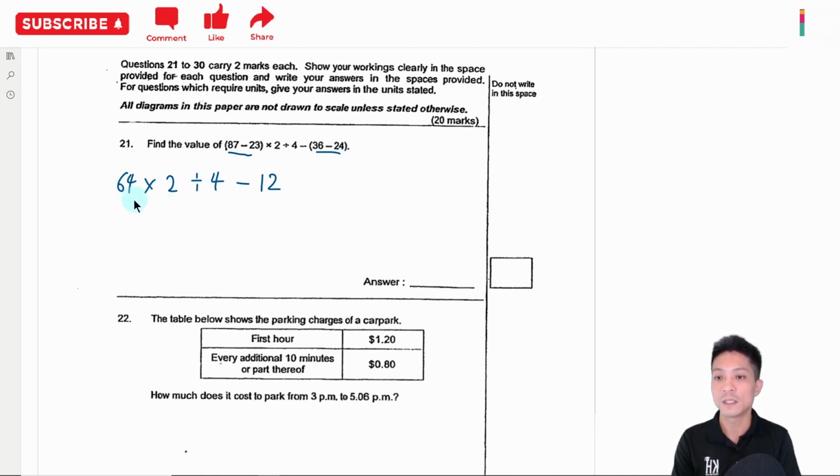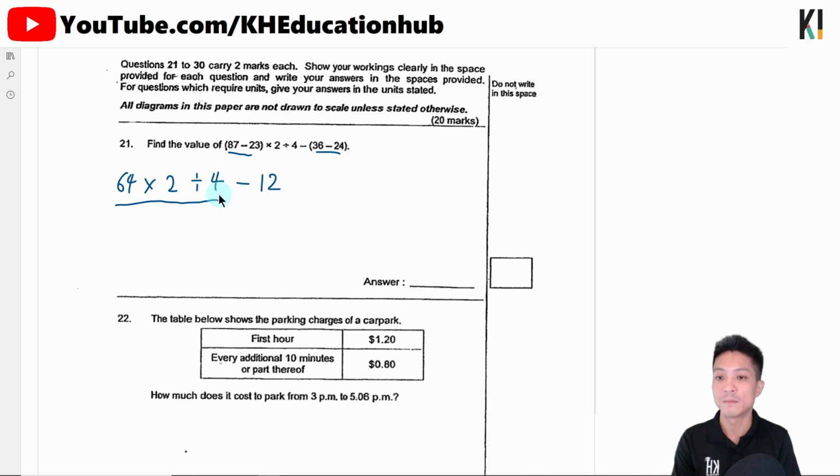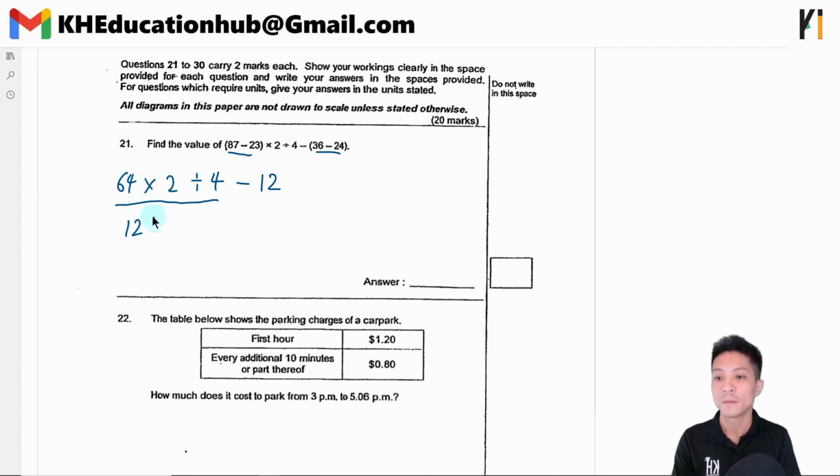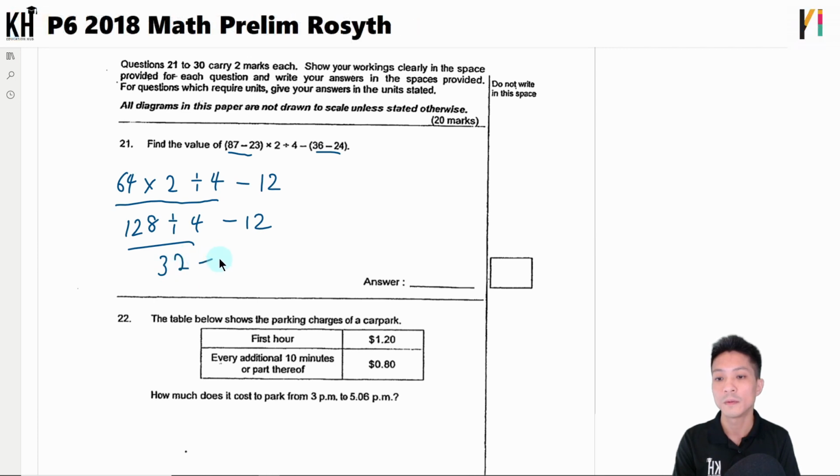Okay, so the first thing I need to do is multiply and divide. But you got to take note, you got to do it from the left to the right. Okay, 64 times 2 will give you 128 divided by 4 minus 12. Okay, 128 divided by 4 will give you 32 minus 12. Okay, 32 minus 12 will give you a 20.